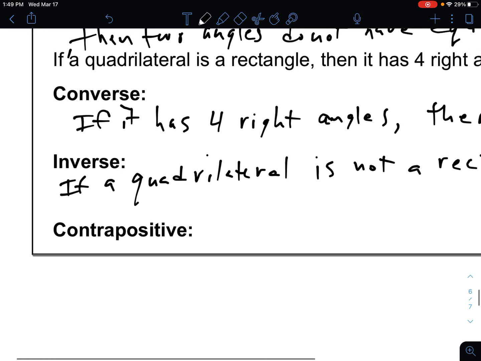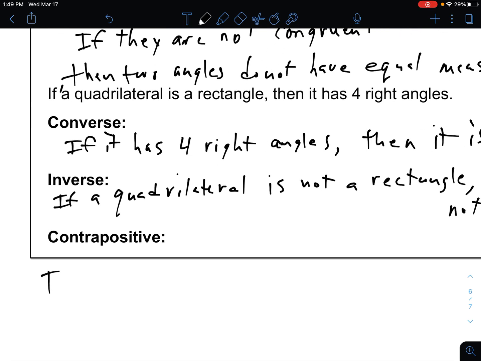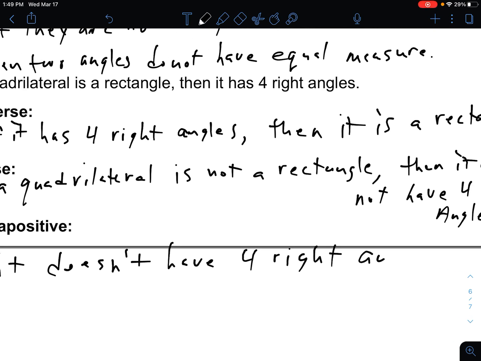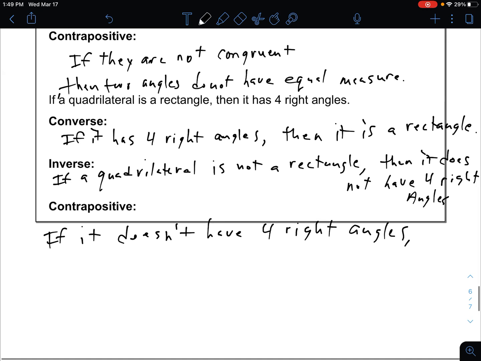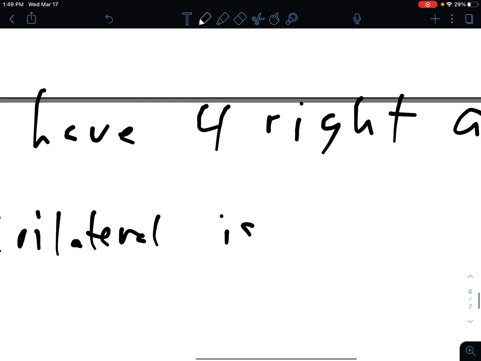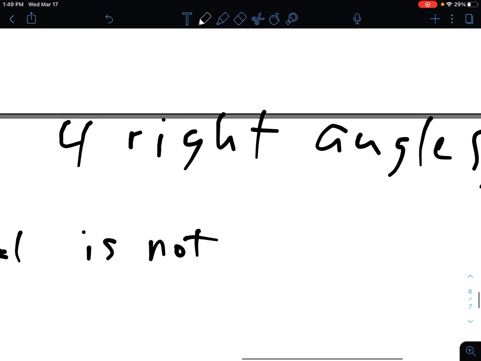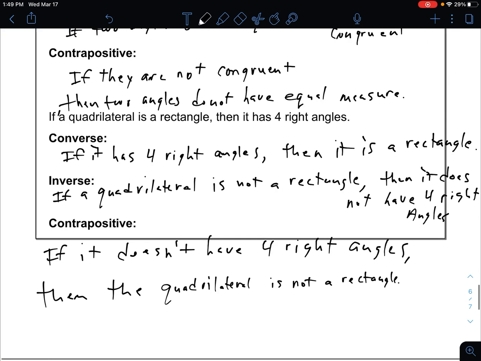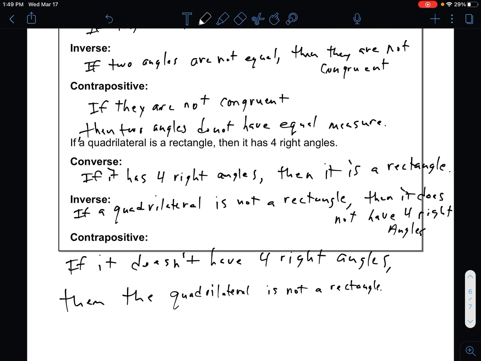Contrapositive is if it doesn't have 4 right angles, can it be a rectangle? Nope. Then the quadrilateral is not a rectangle. All right, so go ahead, practice writing the sentences and seeing if you can pick out if they are true statements or false statements.